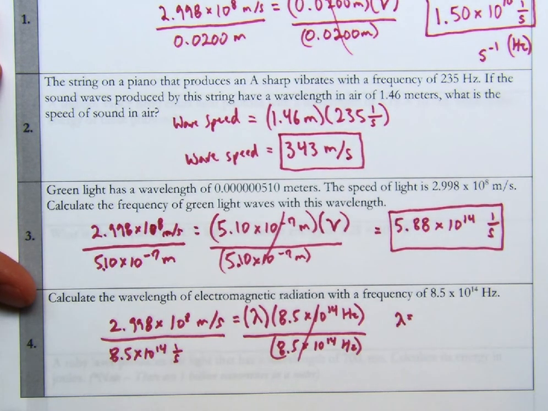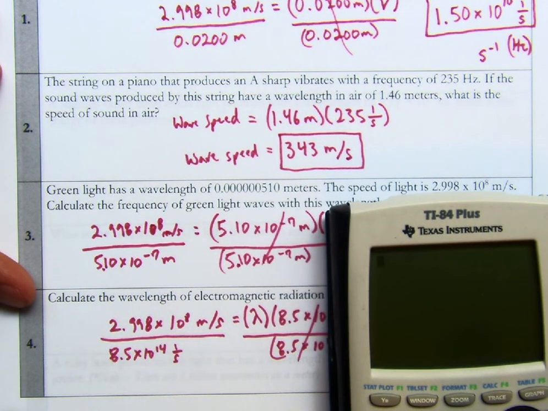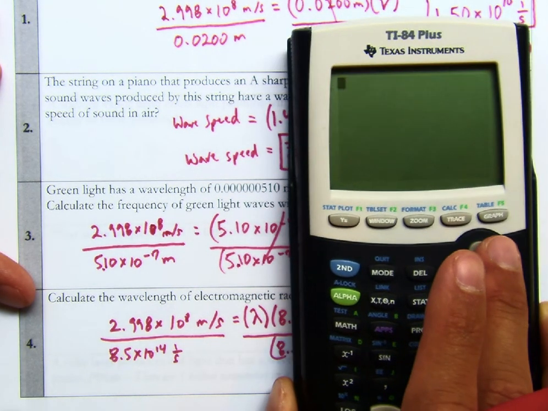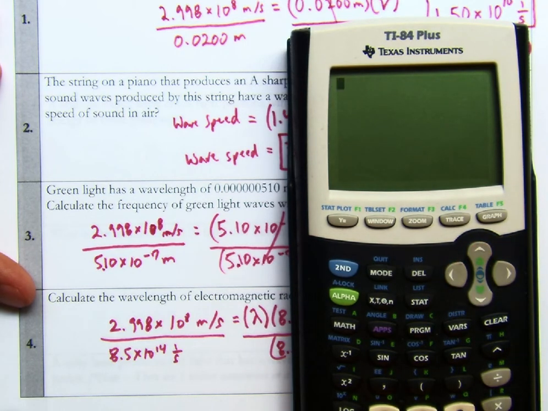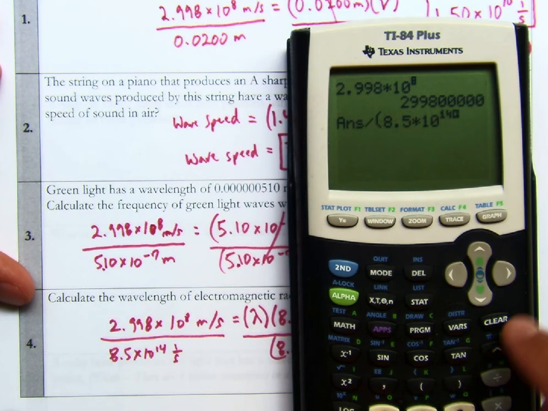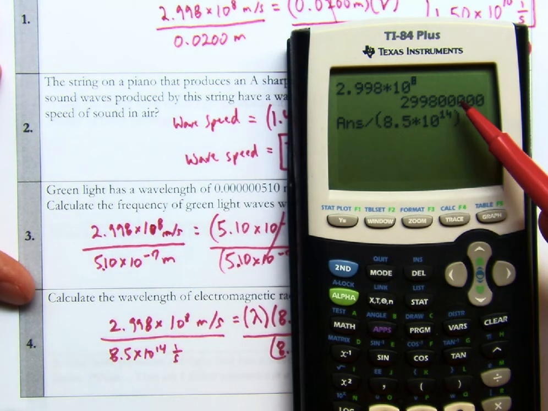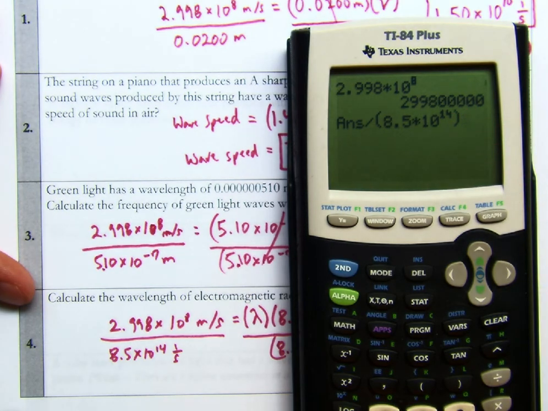Wavelength equals, let's see, maybe this is a little bit easier to see up here, 2.998 times 10 to the 8th. So that's our speed of light. It's going to get divided by 8.5 times 10 to the 14th. Okay, so the speed of light is getting divided by our frequency. If you do that, you get an answer. And now your answer is going to come out in just a length in meters.